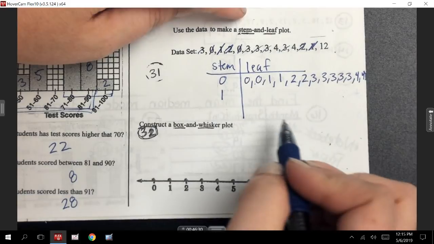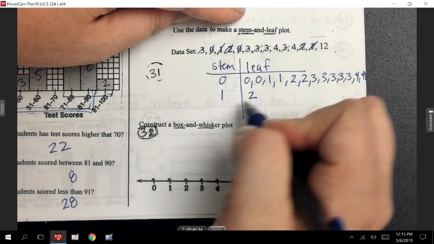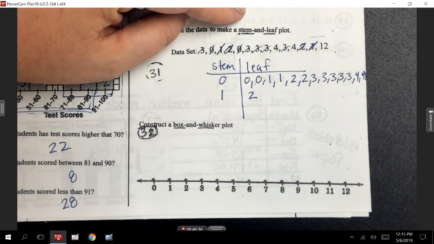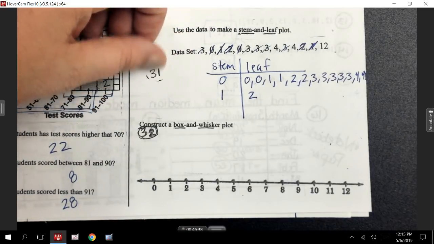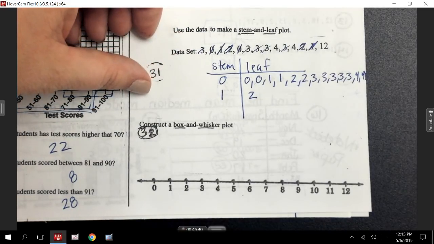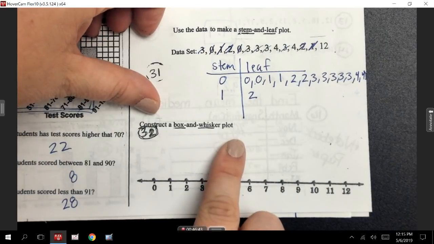All right, and then for 1, what number needs to go by it? Just 2, because that would make a 12. 1 and 2, put them next to each other. All right, so there's my stem and leaf. Looks a little goofy. Now we need to do a box and a whisker.